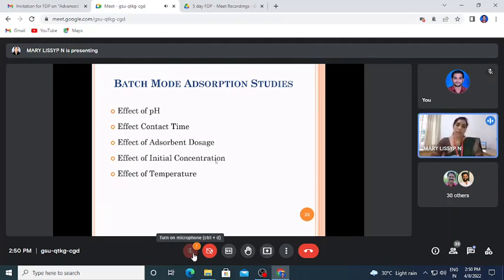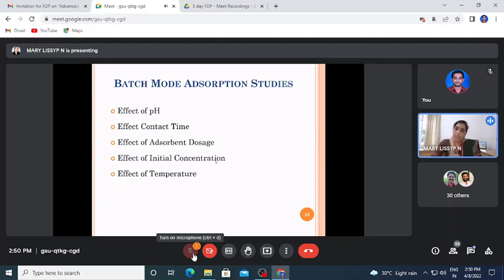Next is the effect of contact time. Why do we think about the contact time? Because of economic reasons, and also the equilibrium time is important to know at what time the maximum removal has taken place, or else the study will extend for a longer time. So we have to think about the optimum time, the equilibrium time, where the maximum removal has taken place.